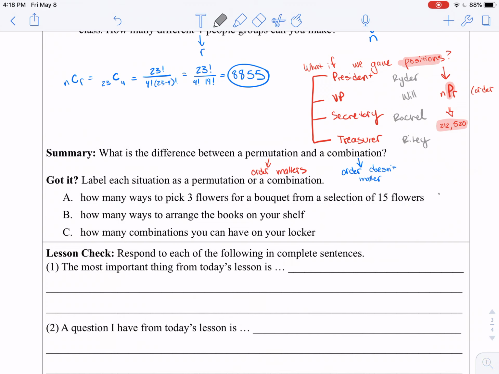That would be a combination. Because you're just combining them, there's no specific order that your flowers go in. You're just kind of putting them all in the same vase. So order doesn't matter. It's a combination.